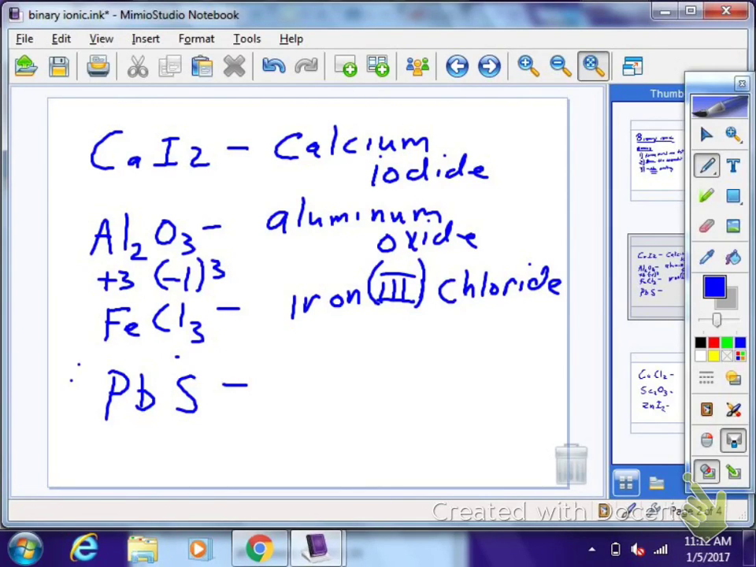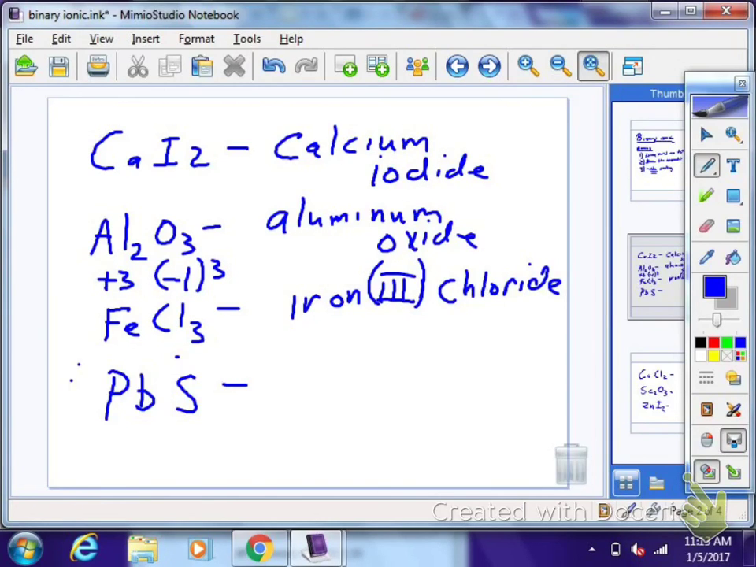PbS. Lead and sulfur. Lead and sulfur. So lead can be a 2 or a 4. If you find Pb, it's down lower on the chart in the middle, and it can be a 2 or a 4, Roman numeral.